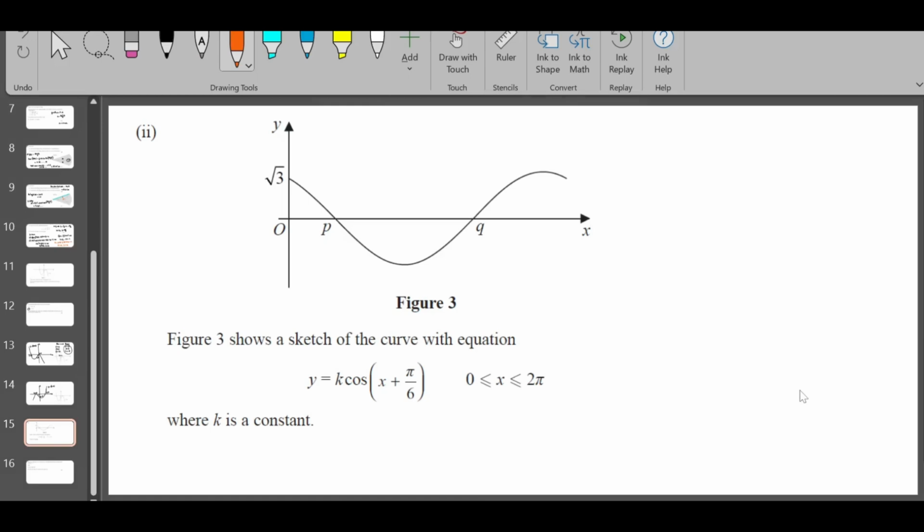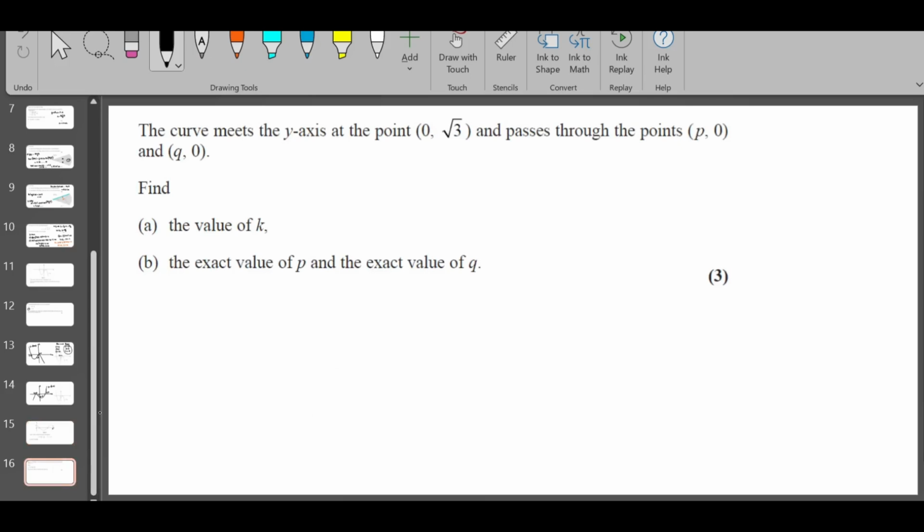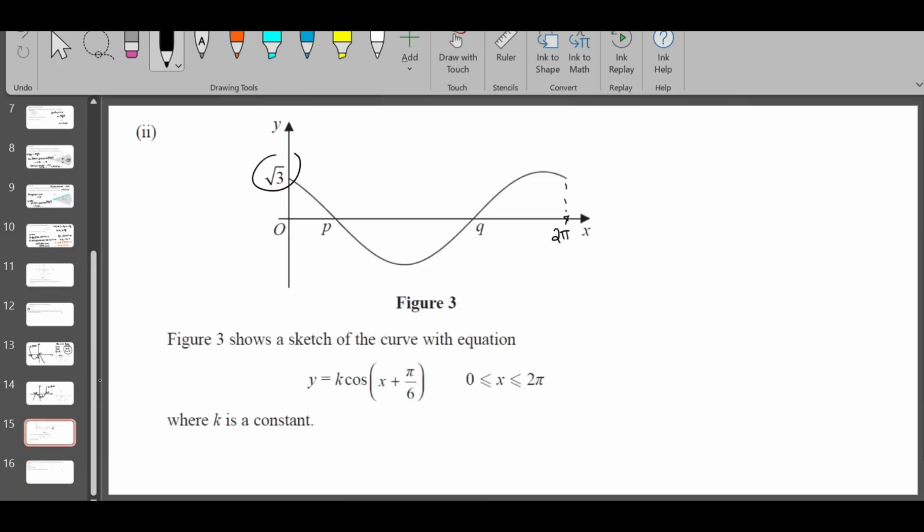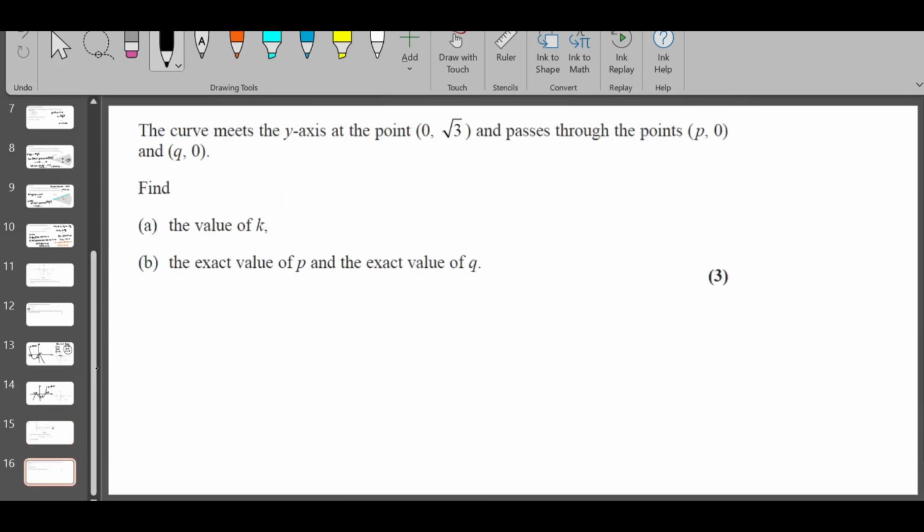Double line now. We have a trigonometric function given. Y is equal to k cos x plus pi over 6. It's 0 to 2 pi. This is 0. This point is 2 pi. Okay. The curve meets the y-axis at 0, root 3, and the x-axis at P and Q. That's what is given here. Find the value of k.